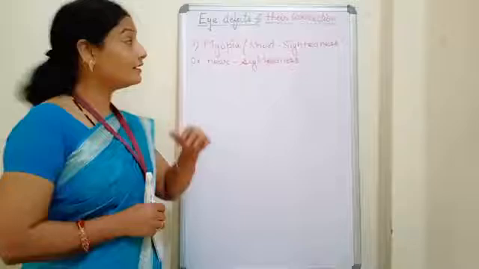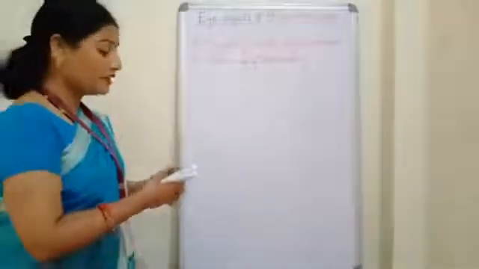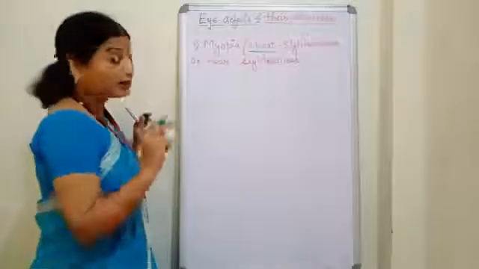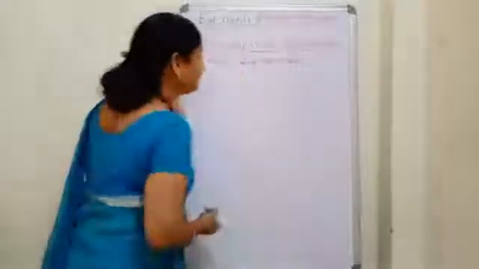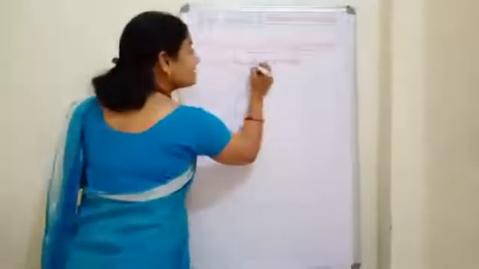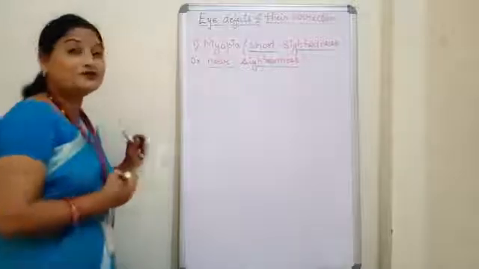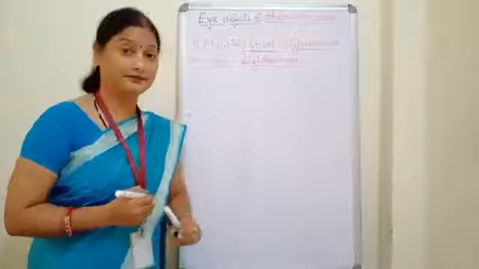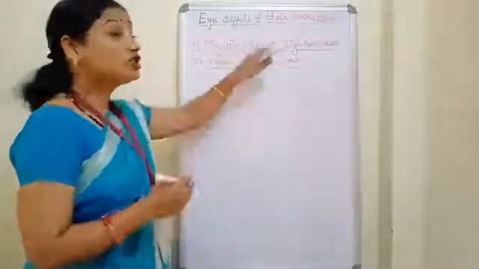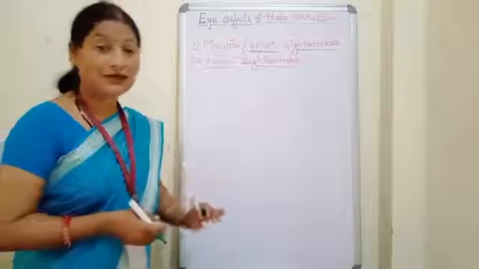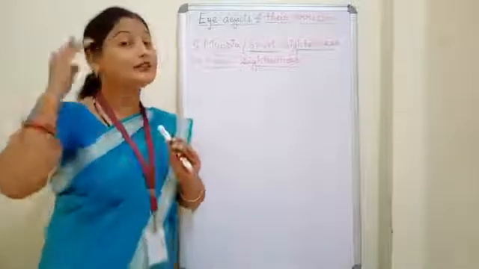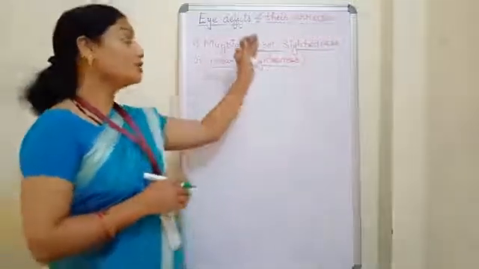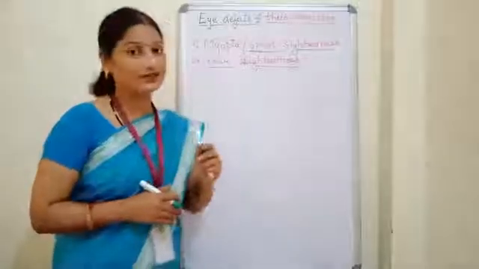Now number one is myopia. This myopia is also called short-sightedness, remember the word, or near-sightedness. The meaning of myopia is that when your near vision is clear, when our short sight is clear, but we are not able to see the distant object, then that is called myopia or short-sightedness or near-sightedness.